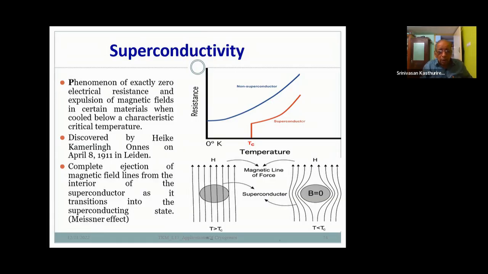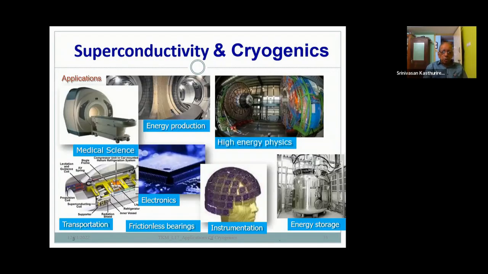Okay, there is also another effect which we have seen. That effect is the expulsion of the magnetic field. The magnetic field gets completely expelled. Because of the magnetic field expulsion from the system, the material becomes a perfect diamagnet. Okay, and this is known as the Meissner effect. Superconductivity has a very large number of applications.